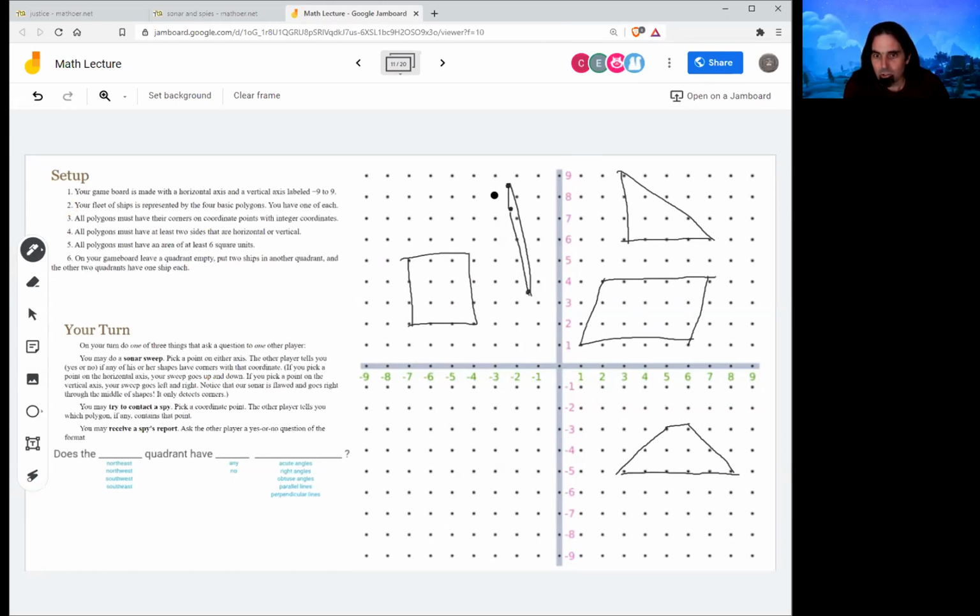Does that make sense? You have to have integers for all of your corners. You have to have at least two sides that are horizontal, straight sideways, or vertical, straight up. So you're not allowed to make a funky triangle like that, where none of the sides are horizontal or vertical.